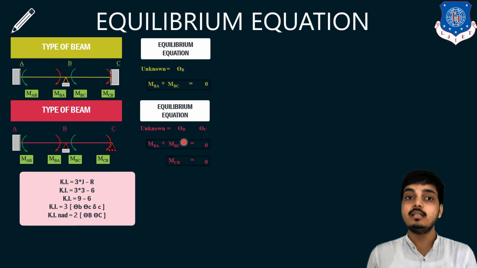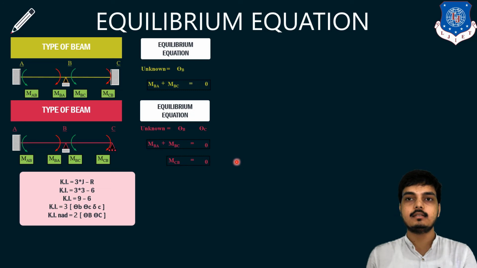So at B, the algebraic sum of moments must be equal to 0, and at C, the algebraic sum of moments must be equal to 0. So at B, there are 2 moments: MBA plus MBC should be equal to 0. But at support C, there is only a single moment. So MCB should be equal to 0. This will be proven in examples, that these moments become 0. This will be seen in examples.